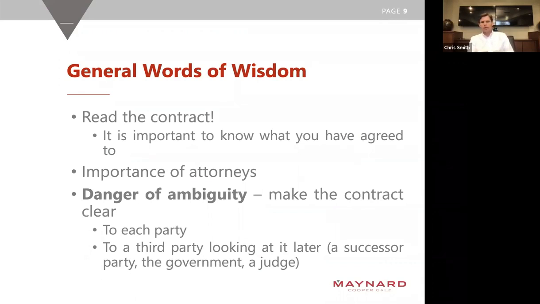But it's important to just know and understand what the contract means, and that goes back to reading the contract. A lot of people tell me, especially people who are just getting into the business world, who are just forming their companies, who are just getting started.